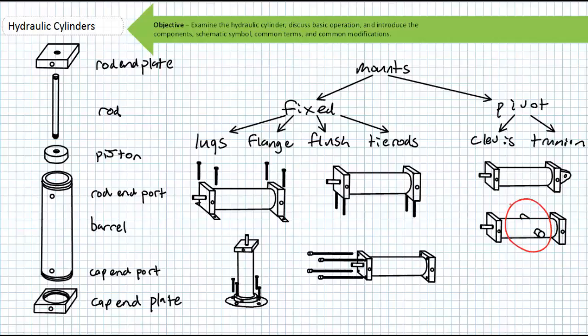A trunnion is very similar in that it allows a cylinder to pivot from a fixed point, but it does so with almost two arm-like extensions that come off the side. Depending on where the arms are located, either centrally or favoring one end, the cylinder can pivot from that point and still extend linearly, but act rotationally because of the pivoting mount.